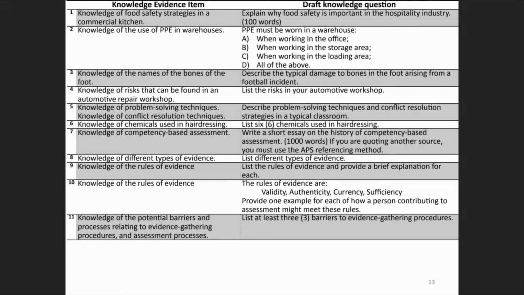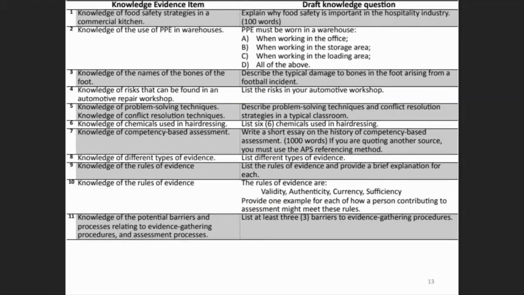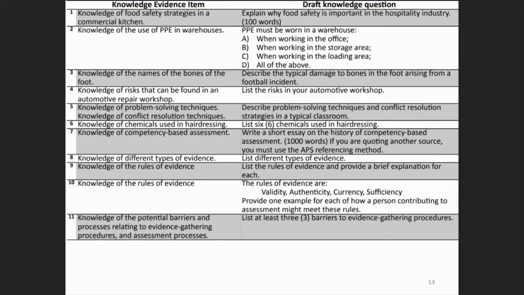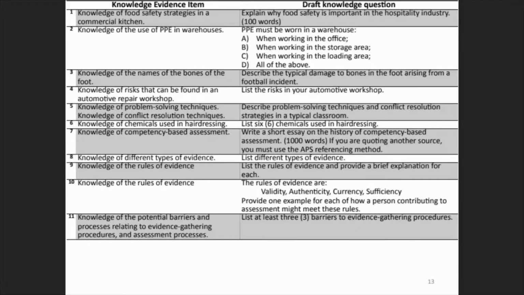Now, this is a real question that was mapped to that particular knowledge evidence item. What's wrong with that? Well, for a start, the question doesn't match the item. It asks, do they know food safety strategies? That's much more detailed than why food safety is important. Why food safety is important is not going to necessarily tell you that they know food safety strategies. So straight away, the draft knowledge question's not going to tell you much about that particular knowledge item.